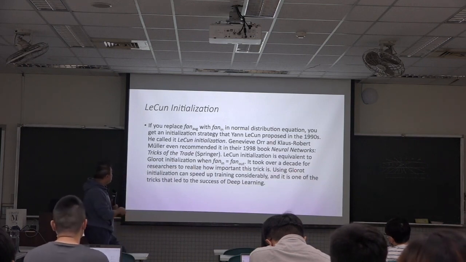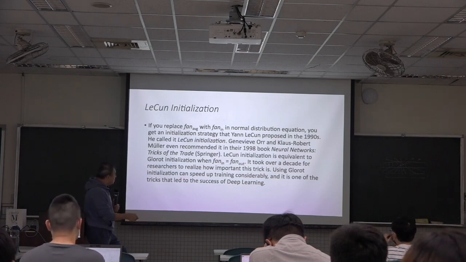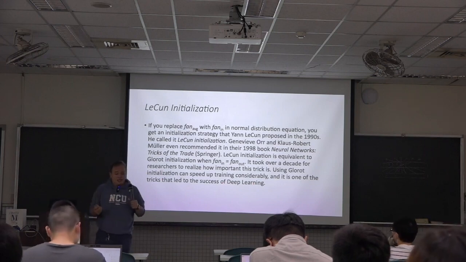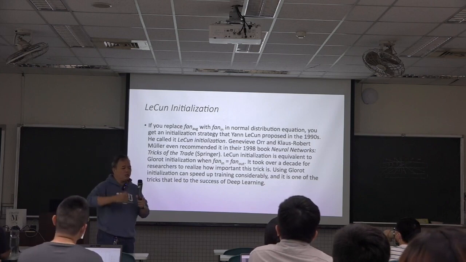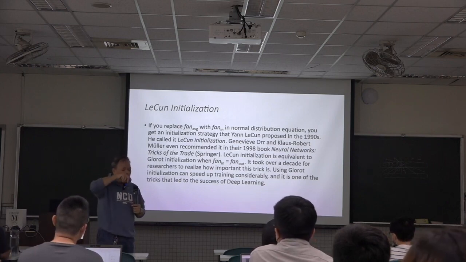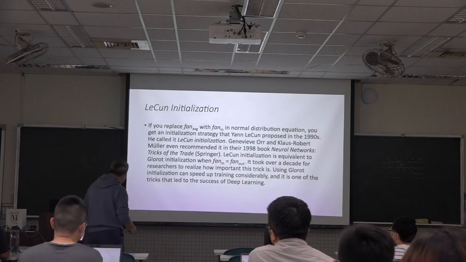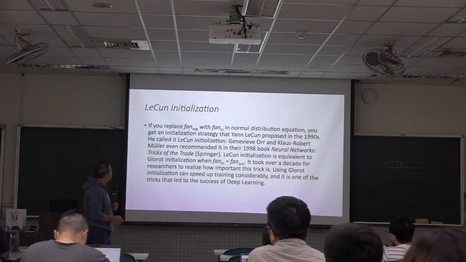So it took over a decade for researchers to realize how important this trick is. They will use global initialization. This initialization not only speeds up the training, it is one of the tricks that led to the success of deep learning. Without this, the reason the second AI wave died was because everybody knew we should have multiple layers, but training a deep neural network was so difficult without these small tricks. So these small tricks are very, very important.